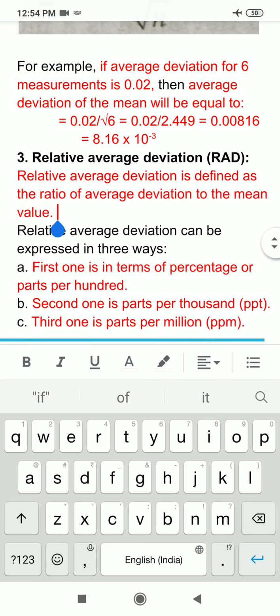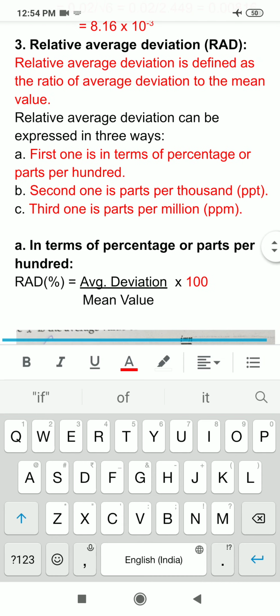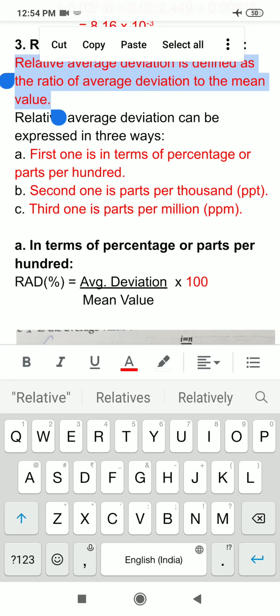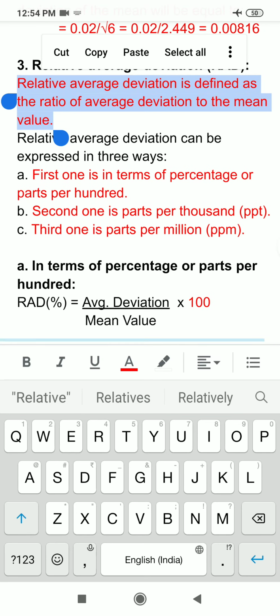Next, I am coming to the third term, that is relative average deviation. You can see the definition I have written on the screen. Relative means with respect to something. As the name suggests, relative average deviation means you are expressing average deviation with respect to the mean. What is the meaning of relative here? It means you are expressing average deviation with respect to the mean.